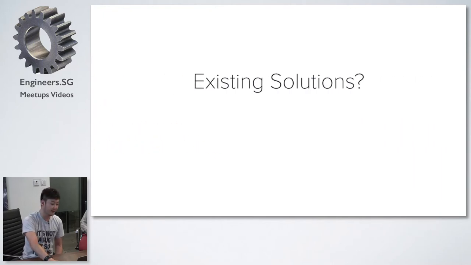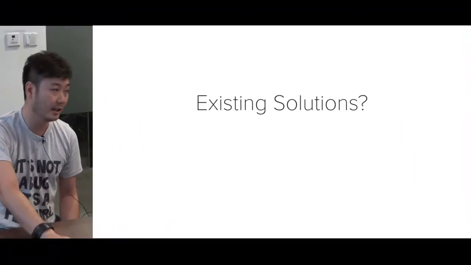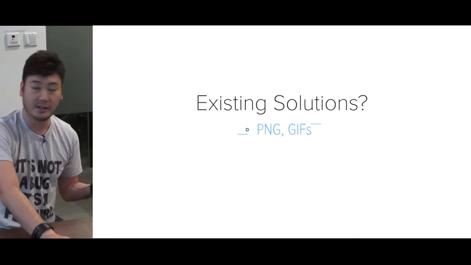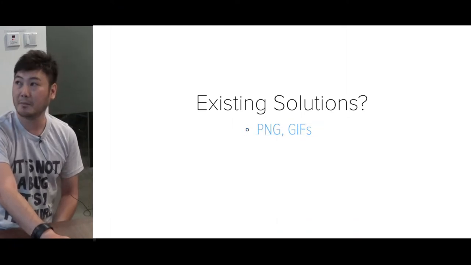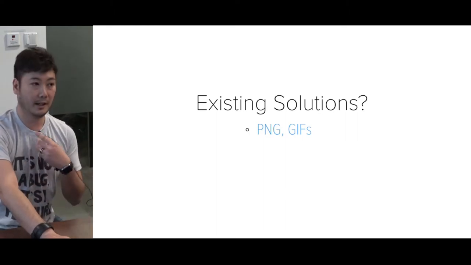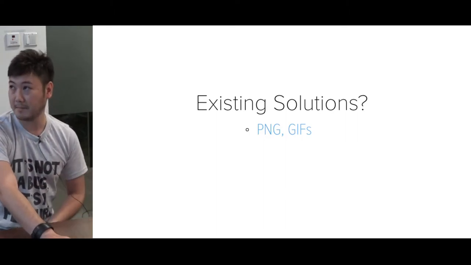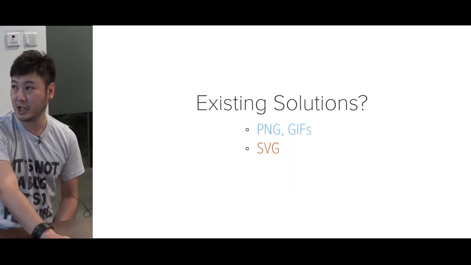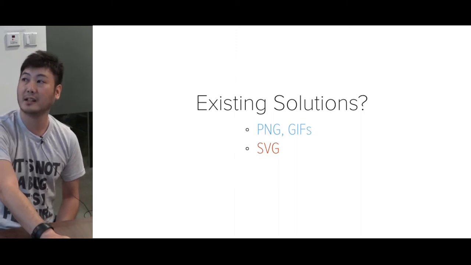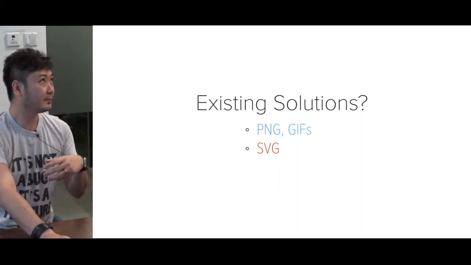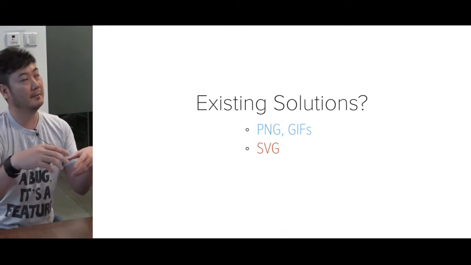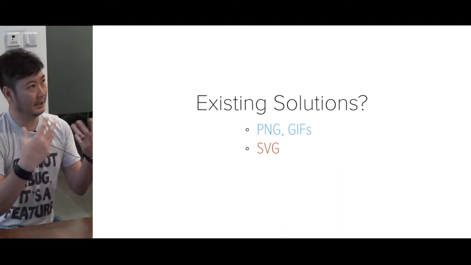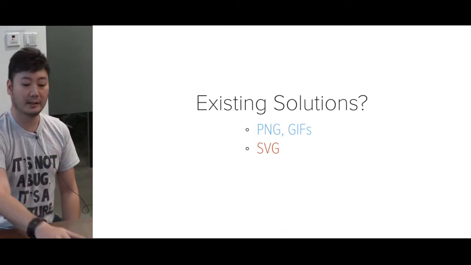Some of the existing solutions that they researched were, first of all, PNGs and animated GIFs, which were solutions that already existed. Another one they looked at was this format called SVG, which is short for scalable vector graphics. Instead of the image being described by pixels, it's described by vectors.